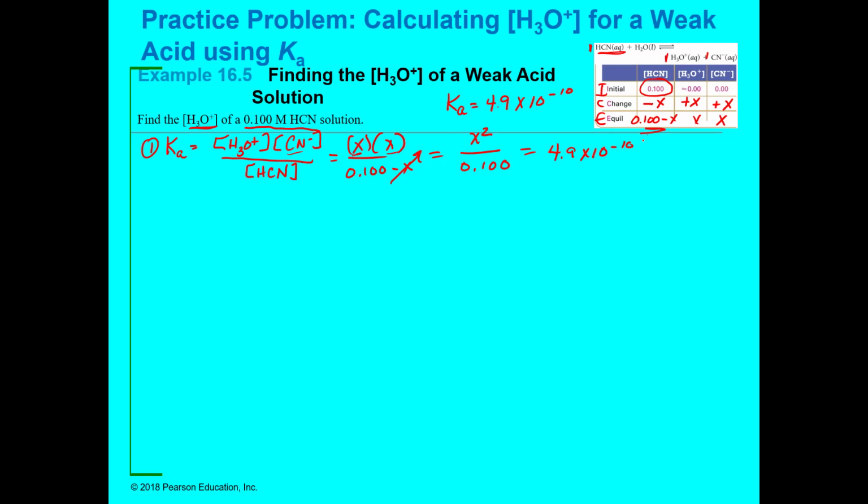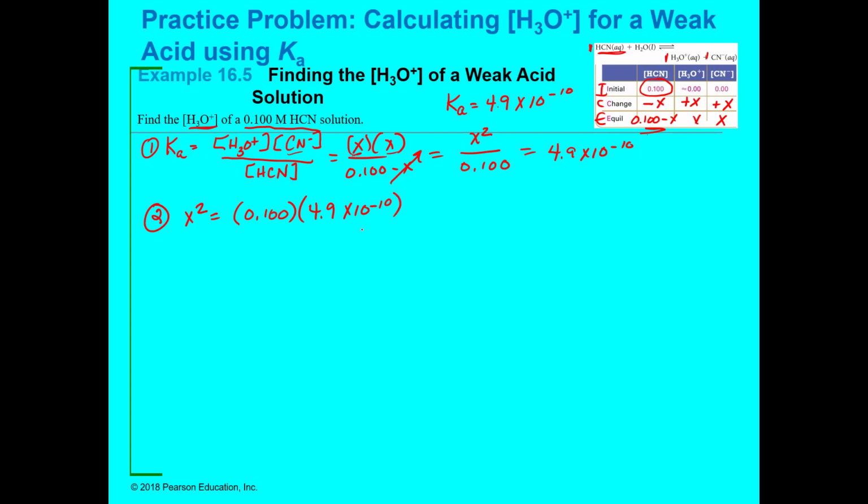So in step 2, what I'm going to do is cross multiply, and I'm going to say that X squared is equal to 0.1 times 4.9 times 10 to the minus 10.